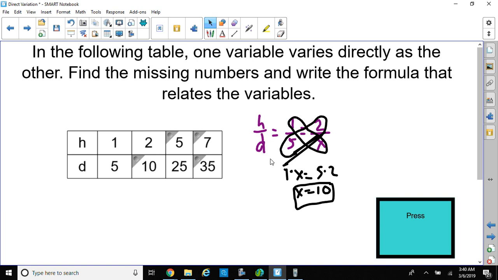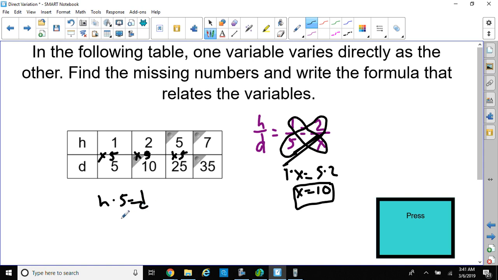But we got to write our formula for this. So when I said multiplying by 5, I found the constant of variation. So my constant of variation was 5 because I multiplied each one of these by 5 to get the value of the D. So H times 5 gave us the D, or D is equal to 5H.